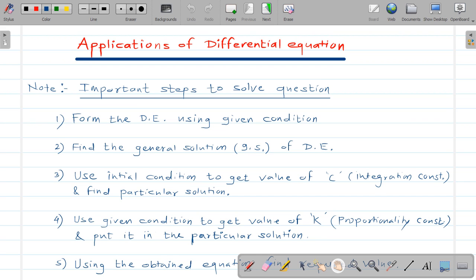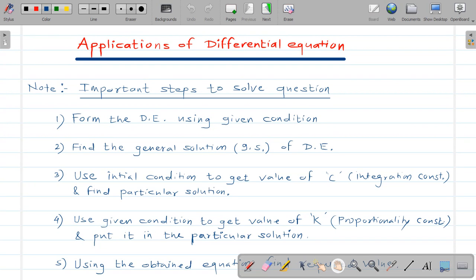Dear students, from the topic differential equation, today we are going to discuss the applications of differential equation, in which we will solve some examples related to the applications. First of all, you note the important steps to solve questions related to applications of differential equation.